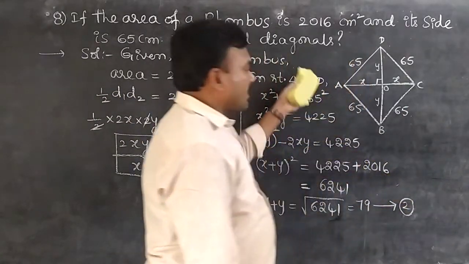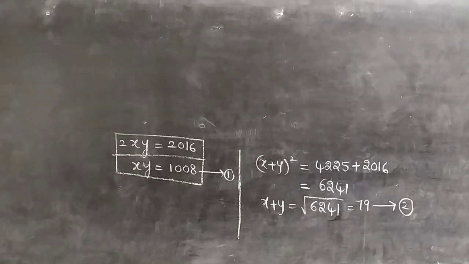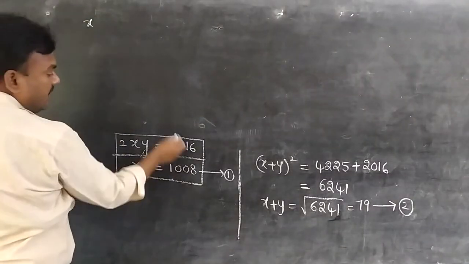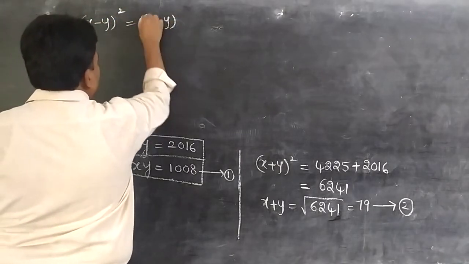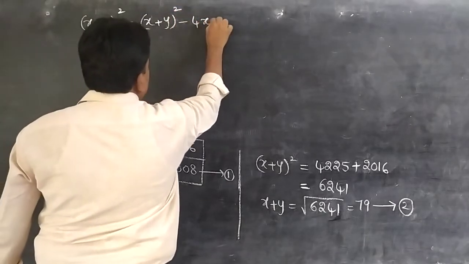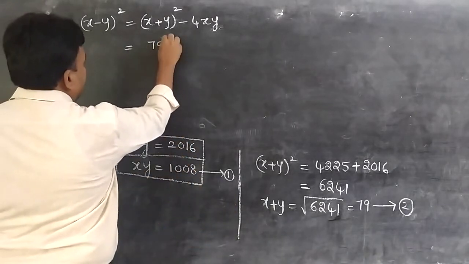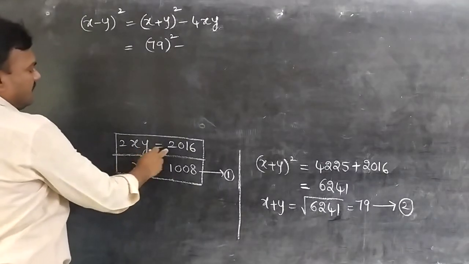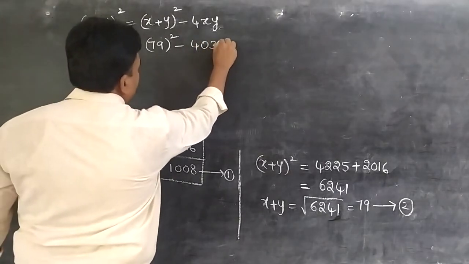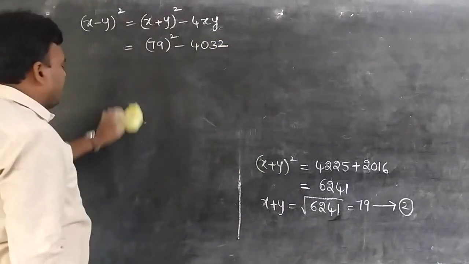So we go for the remaining in the next classes, students. Right. Next, observe, students, here we know x plus y value. Next, x minus y whole square equals x plus y whole square minus 4xy. So x plus y whole square value is 79, 79 whole square minus 4xy. Here 2xy value is 2016, so 4xy value is 4032.